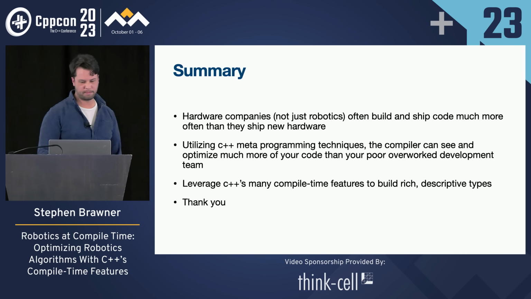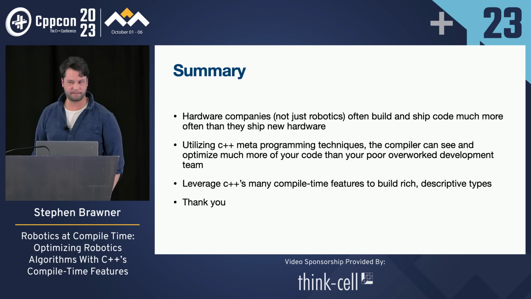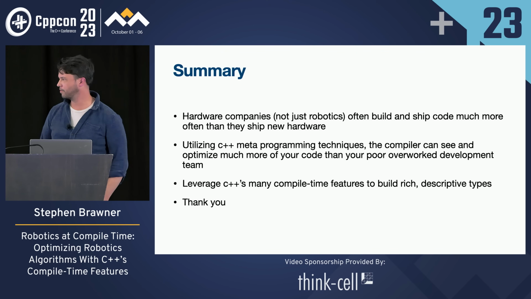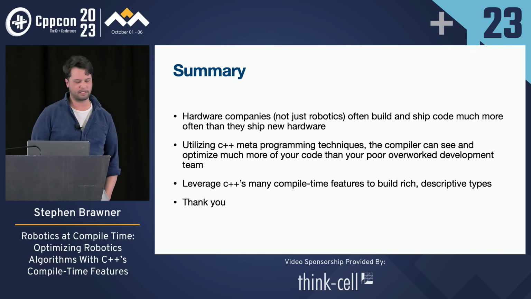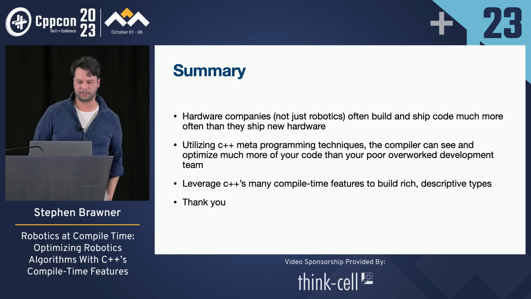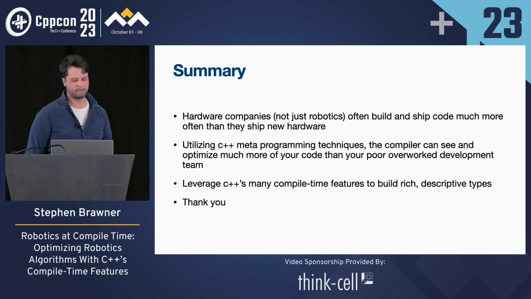Just in summary, hardware companies, not just robotics companies, I think this applies to a lot of companies with developers here. They build and ship code a lot more than they do ship new hardware. So utilizing C++ metaprogramming techniques, we can get the compiler to see and optimize a lot more of your code than your kind of poor, overworked development team. And so I'll say to you, leverage many compile time features to build rich descriptive types.